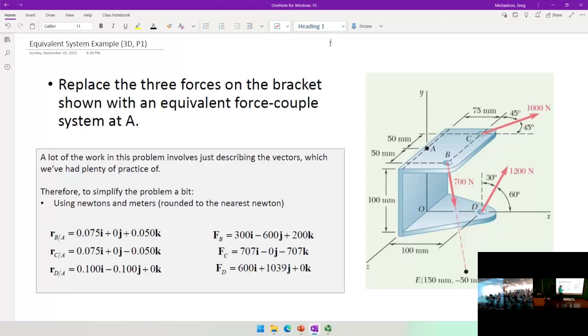But I wanted to make the point today that what if I gave you those force vectors? What if I gave you those position vectors? Does the process become difficult? Okay, and hopefully after you see, the answer is no.